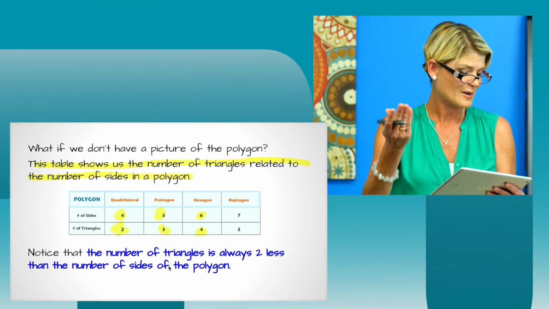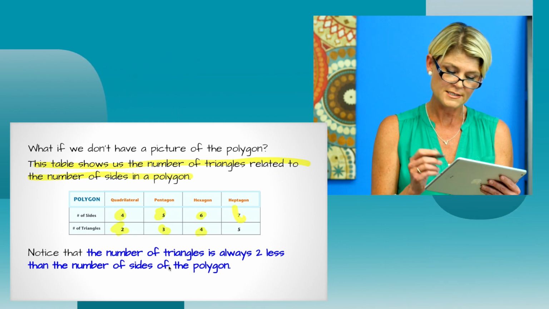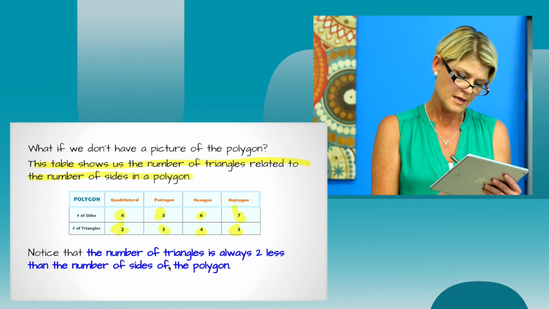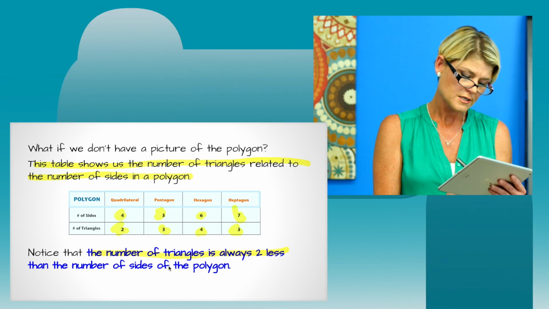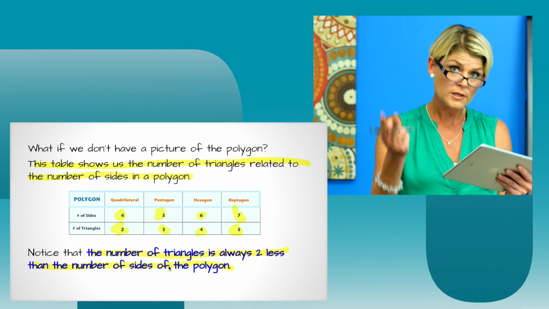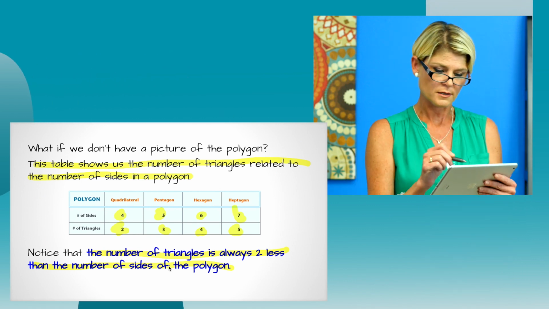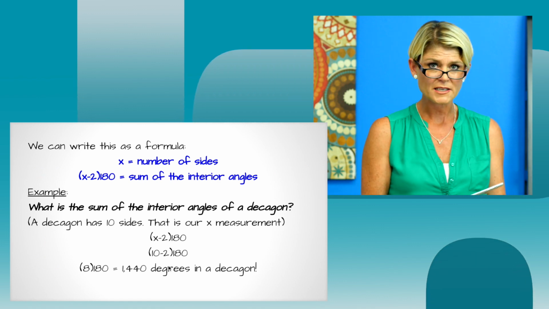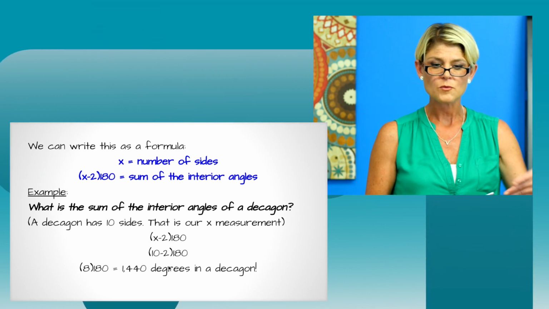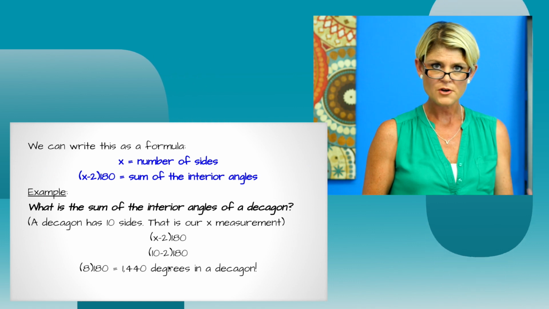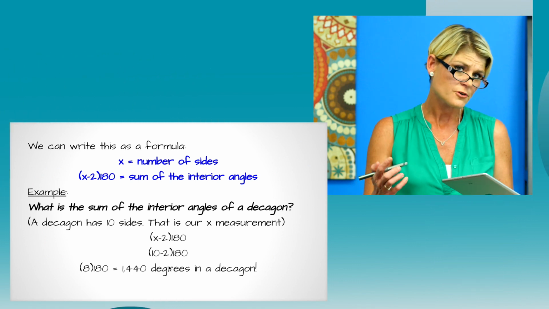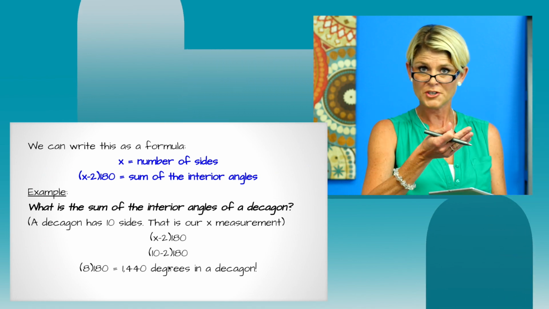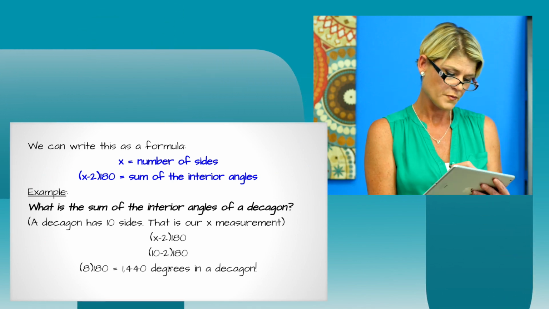Are you picking up on a pattern here? I hope so. Heptagon 7 sides, 5 triangles. So the pattern is that the number of triangles is always 2 less than the number of the sides of the polygon. Okay, so we can actually write that as a formula, and that way we can always figure out the sum of the interior angles of those shapes as long as we know the number of sides they have. We just have to take away 2 and times it by 180.